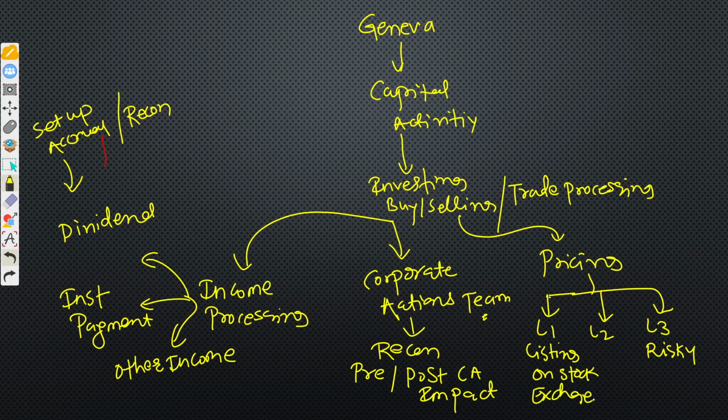Basically derivatives or stocks that come under L1 and L2. L1 and L2 are both the same with little change. We will discuss that in the pricing session. When we have the pricing session, we'll discuss that. And L3 is basically the risky one, purely risky.